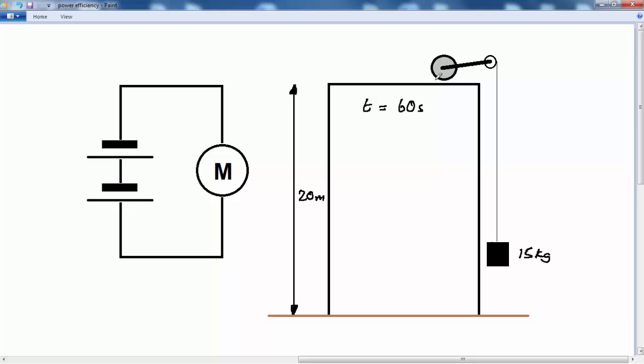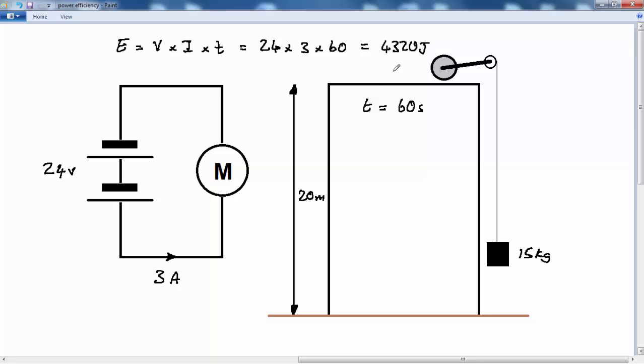So first of all, we need to know the power that's supplied to the motor. Well, here's the motor circuit, and we'll say we've got a 24 volt battery supplying the motor with a 3 amp current. And so we can say that the energy supplied to the motor, E, equals, from the previous equation, V times I times T. We're talking about 60 seconds here, so that's going to be 24 times 3 times 60, which is equal to 4,320 joules. So in 1 minute, 4,320 joules is supplied to that motor.